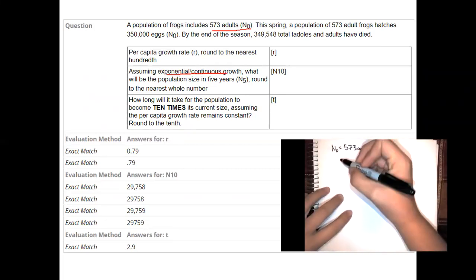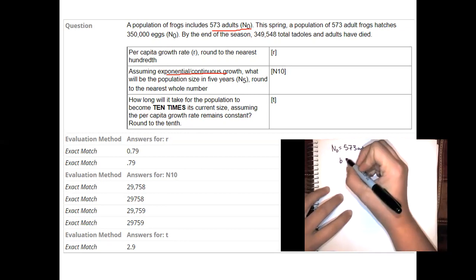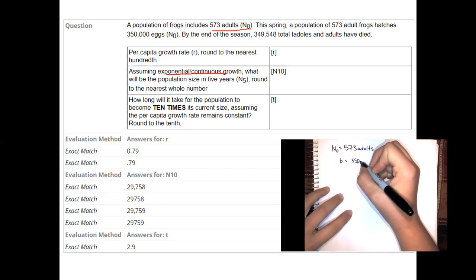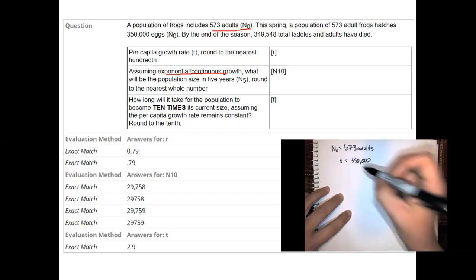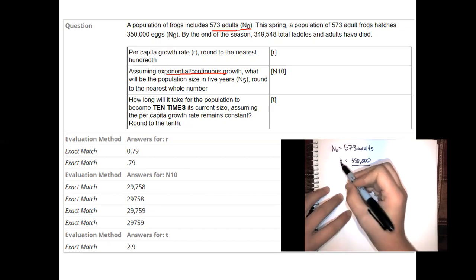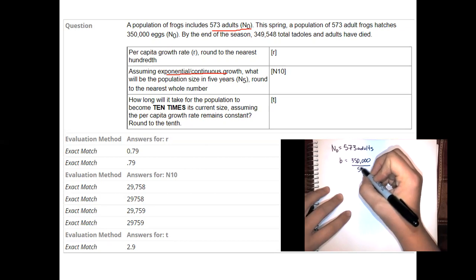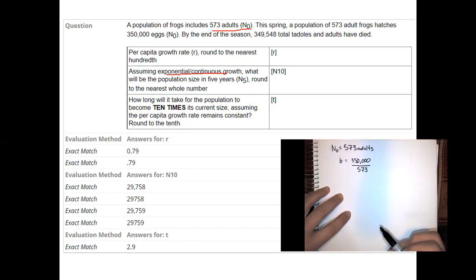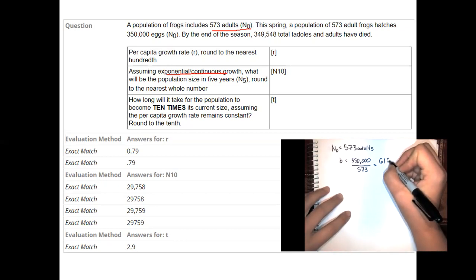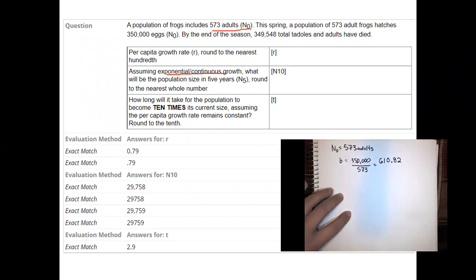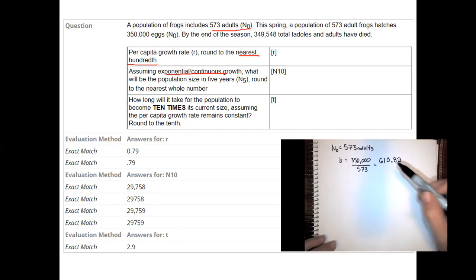350,000 eggs. So that's the births, right? So the number of births is 350,000. Ultimately, if we want to calculate the birth rate, which we're going to need here in a moment, we can put that over the initial population size. So 573 adults. So 350,000 divided by 573 is 610.82. Now, I told you to round to the nearest hundredth. So make sure that you're rounding to the nearest hundredth all the way through these different calculations.